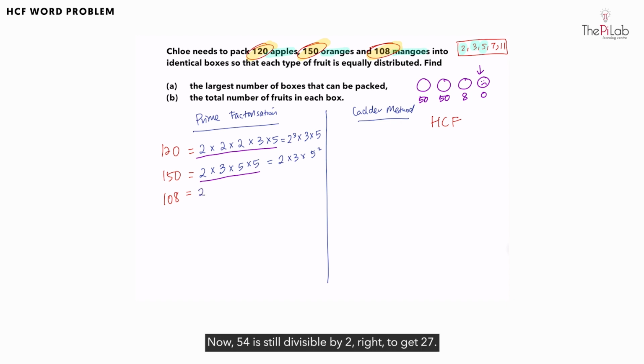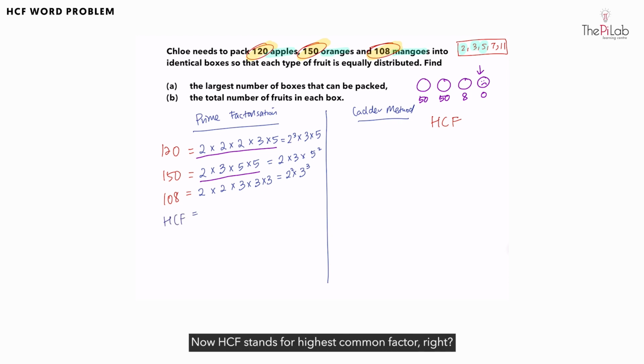Now 54 is still divisible by 2, right? To get 27, and we know that 27 is divisible by 3 to get 9, and 9 is a product of 3 times 3. So finally, when you write this down in index notation form, you should get 2 squared times 3 cubed. Now after this, you can write down your HCF.